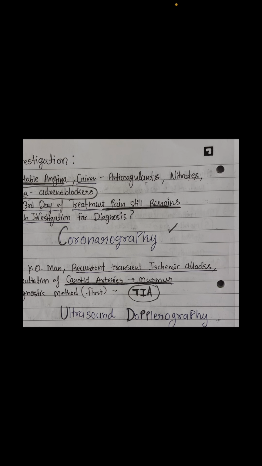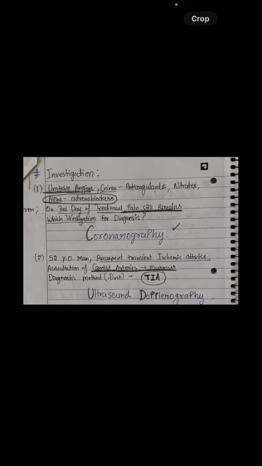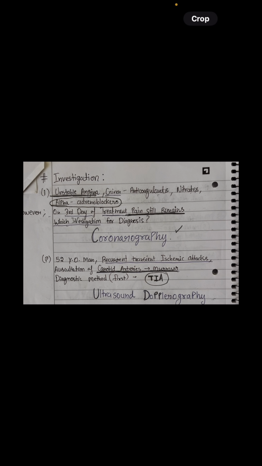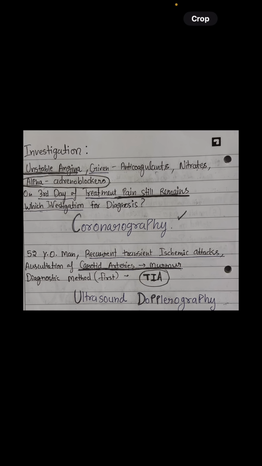Next is a case of transient ischemic attack. So transient ischemic attack is also a case where a clot gets stuck in the brain, due to which the person will have neuro symptoms as well as some body paralysis, like weakness, one side weakness of the body. I'll highlight later. For the transient ischemic attack, we will do ultrasound dopplerography in order to check wherever the clot is stuck.